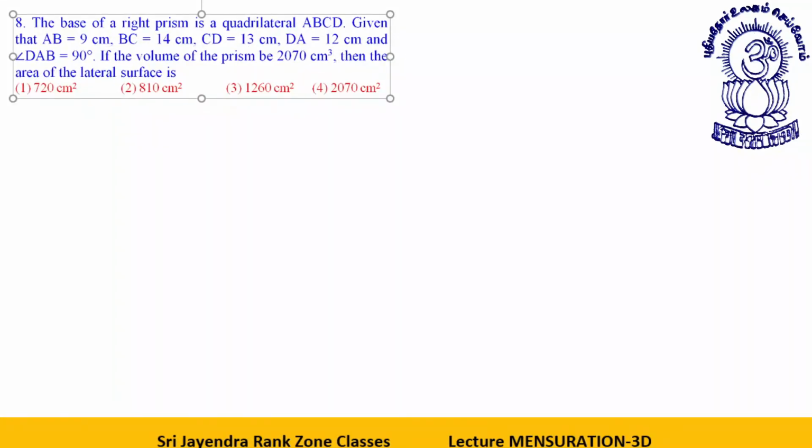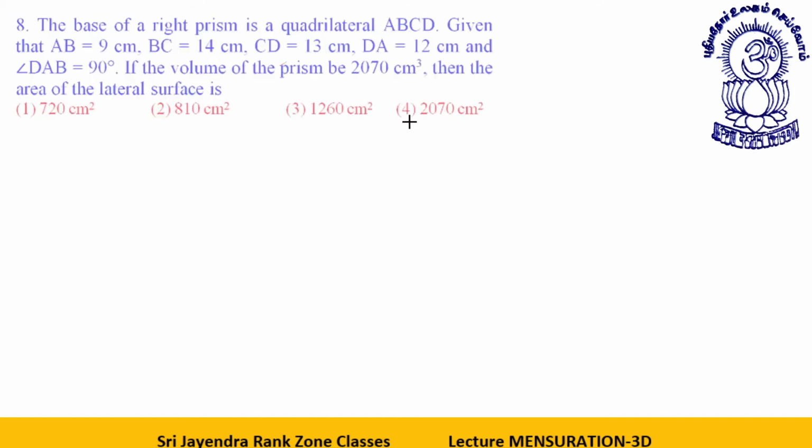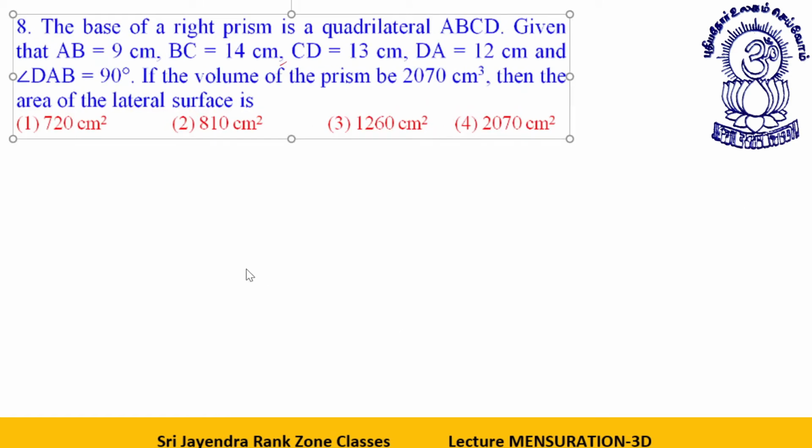The base of a right prism is a quadrilateral ABCD. Given that AB is equal to 9, BC is equal to 14, CD is equal to 13, DA is equal to 12, and angle DAB is equal to 90. If the volume of the prism is 2070, then the area of the lateral surfaces. Before I solve it, dear students, this is actually easy. Believe me, wait. The moment you read the last line, you will realize that it is an easy question.